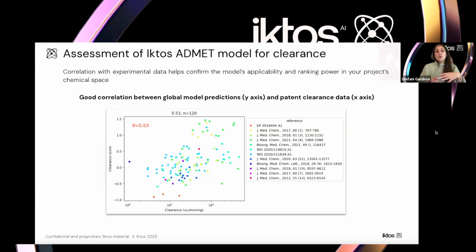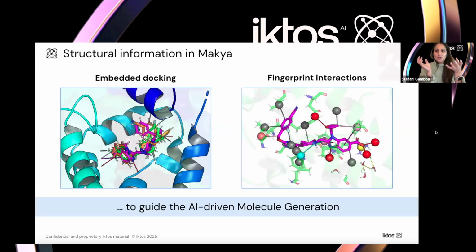So even though our local data wasn't sufficient to train a reliable clearance model, the global model gives us a stable way to incorporate clearance into post-processing. Now let's check our last constraint before jumping into the generation, which is the 3D structural information.